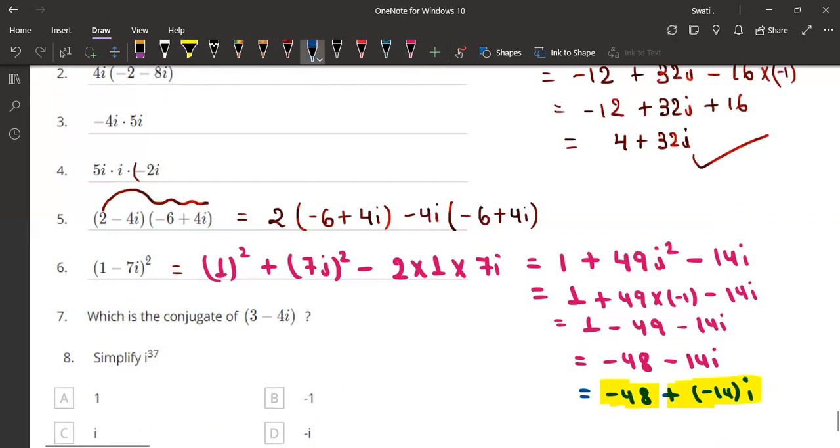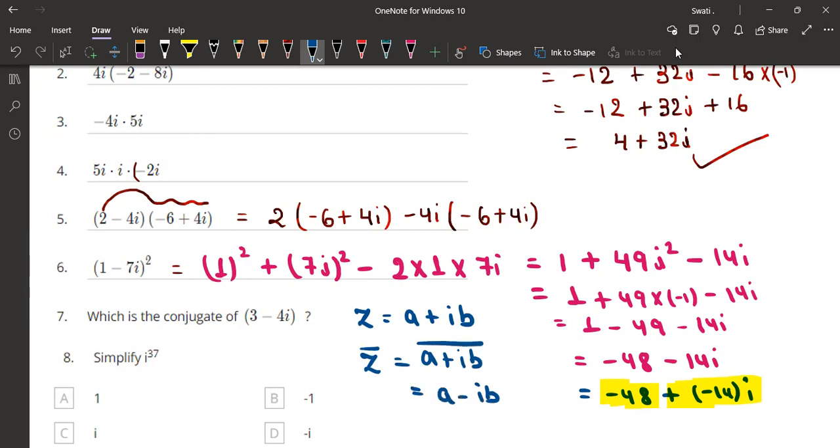So the next question is, what is the conjugate of 3 minus 4i? So for example, we have the complex number a plus ib given. So the conjugate of this will be given by z bar, and this will become a plus ib bar, right? And here it will simply become a minus ib. That is it. This is how we can find the complex conjugate.